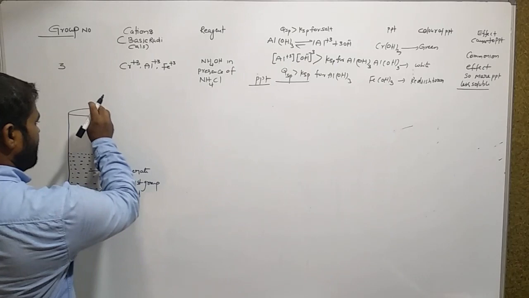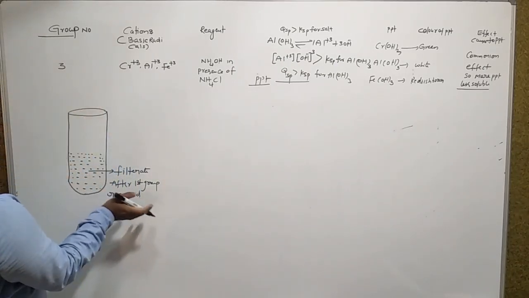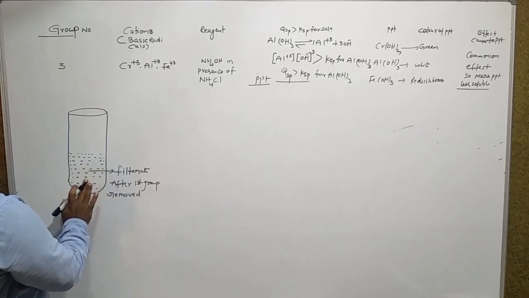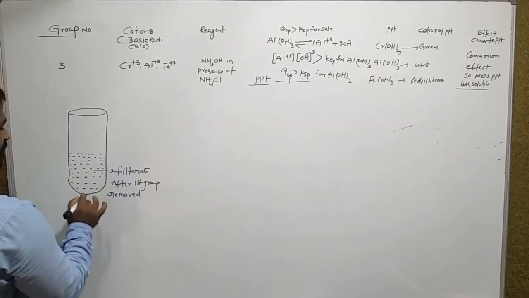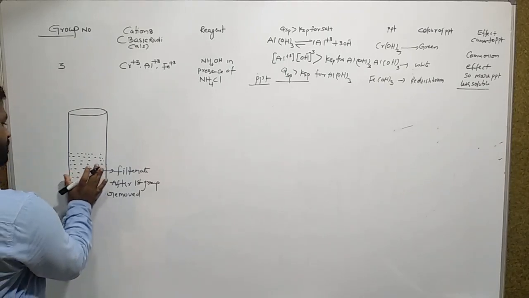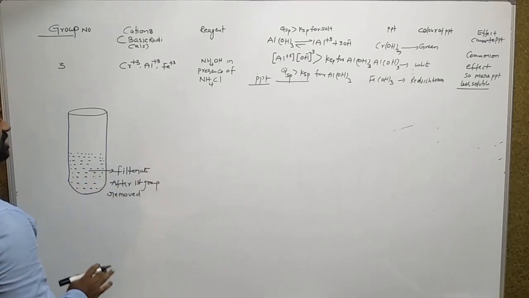The residue precipitate is separated by using a funnel. Now this is the filtrate after the first group is removed. Okay, now there is no first group cation here. No first group cation in this filtrate. By using this filtrate, we go for second group analysis.